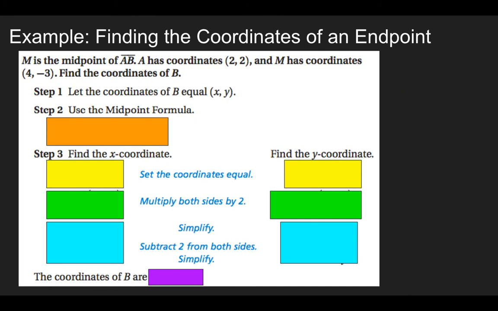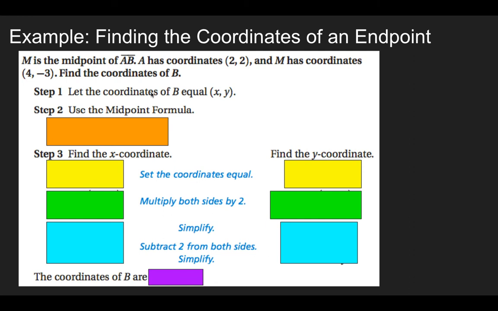Okay, so really solid explanation there. I hope it made sense to you. Let's get some formalizing in your notes. So here's a similar problem to what he just worked. M is the midpoint of AB. A has coordinates 2, 2, and M has coordinates 4, negative 3. Find the coordinates of B.